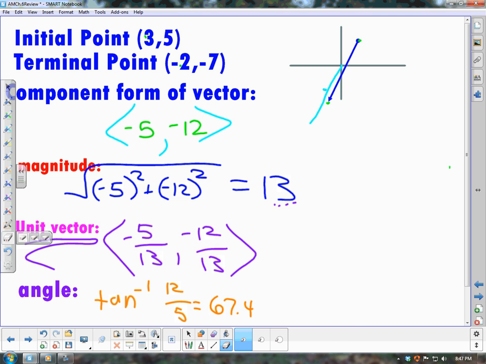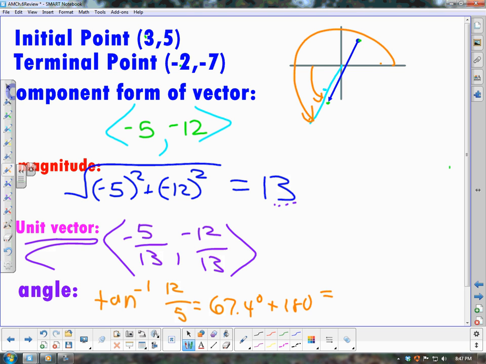That's not a good degree symbol. That's a good degree symbol. But now remember, this is in this quadrant over here, so that angle right there of 67.4 is not what we want. We need to find this angle from there to there, so we have to add 180 to it. And so our angle is going to be 247.4 degrees. You can also take the inverse sine or the inverse cosine and come up with the same thing.